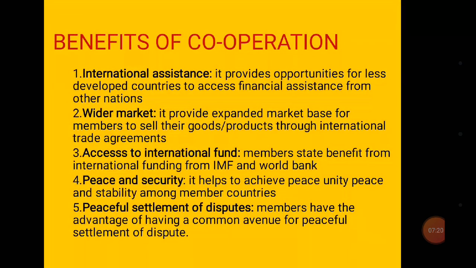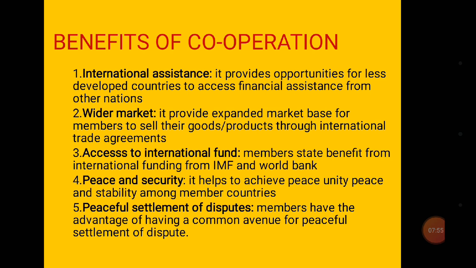One benefit of cooperation is international assistance. Cooperation provides opportunities for less developed countries to access financial assistance from other nations. So, in the UN, countries like China, US, UK, Japan, Italy, and Brazil, who are part of the United Nations organization, give financial assistance to the less developed countries like Ghana, Congo, Togo, and so on. So these are some benefits.